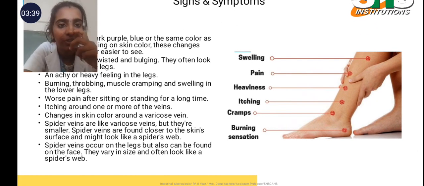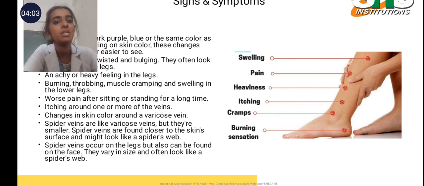Spider veins are like varicose veins, but they are smaller. Spider veins are found closer to the skin surface and might look like a spider web. Spider veins occur on the leg but also can be found on the face. They vary in size and often look like a spider's web. That means the main symptoms are swelling, pain, heaviness, itching, cramps, burning sensation. These are all the 5 major symptoms of a varicose vein.